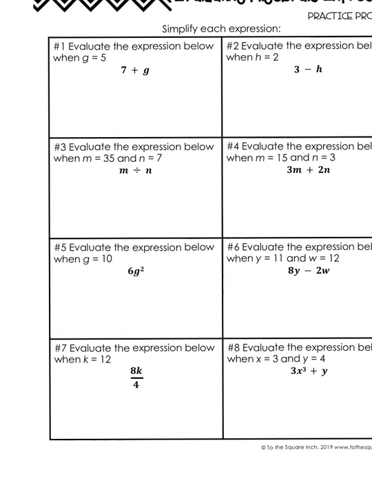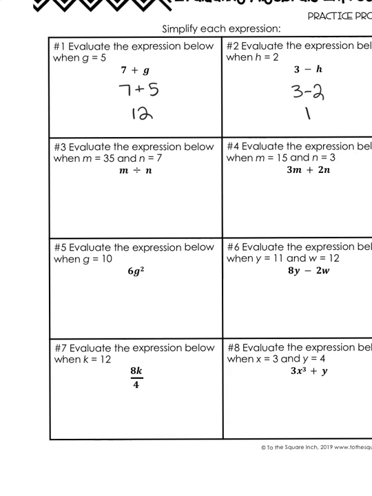So this says, evaluate the expression below when G equals 5. So I have 7 plus G, so I'm just going to rewrite it as 7 plus 5, which is 12. Okay. Evaluate the expression when H equals 2. So 3 minus H becomes 3 minus 2, which as we know is just 1. Okay.